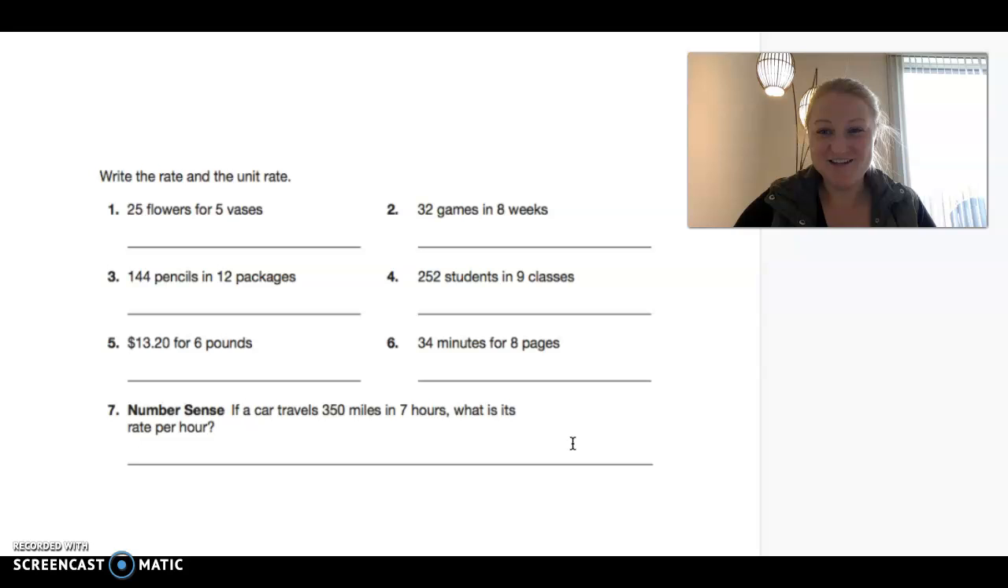Remember, there's 2 strategies. You can do equivalent fractions here by using multiplication or division. You can also set it up as a proportion, use the information you have, and then cross multiply and divide, making it a one-step equation.